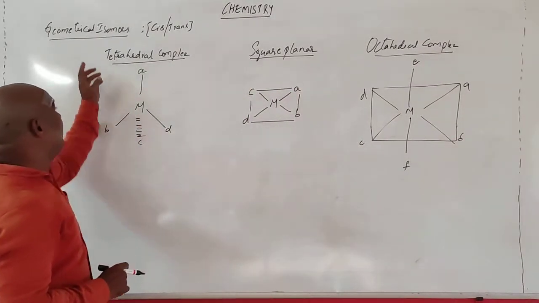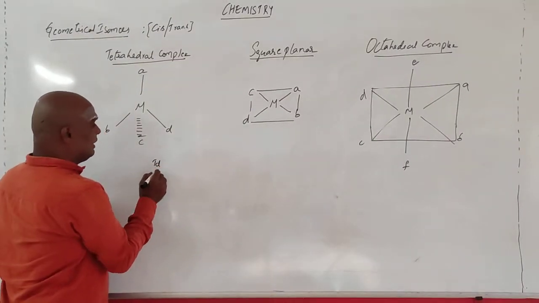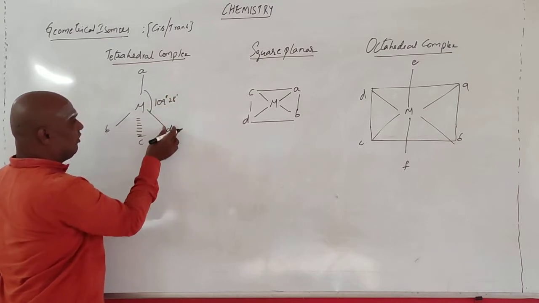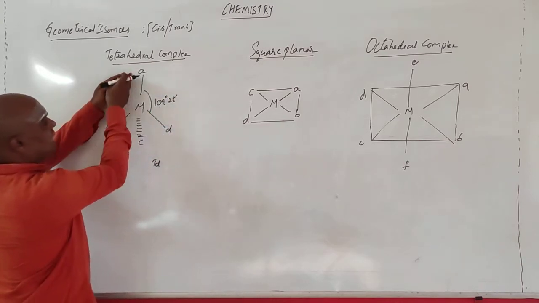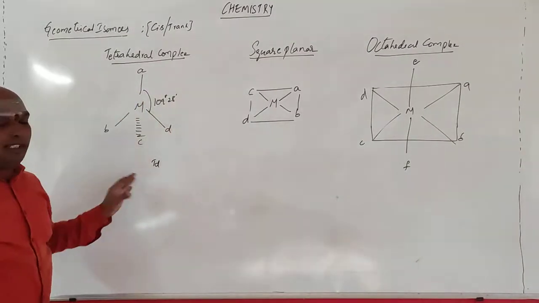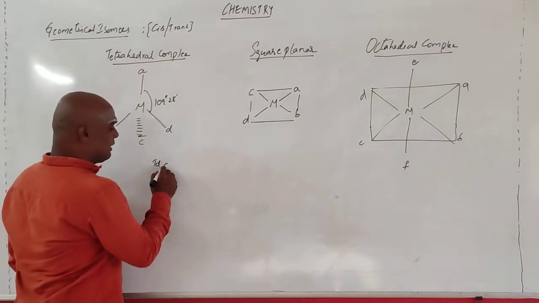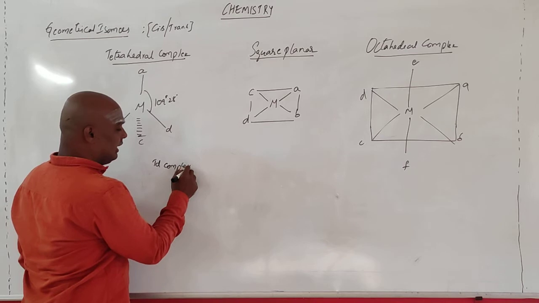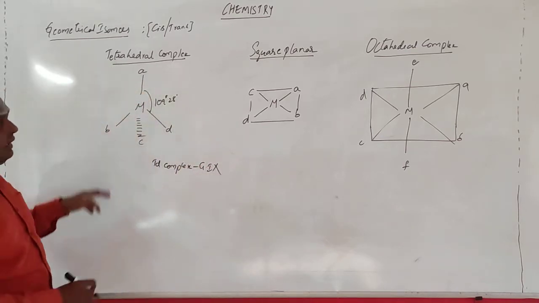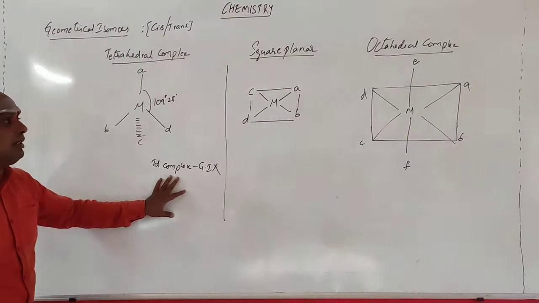Now, if you go for the geometrical isomers, in the tetrahedral complex the angle generally is 109 degrees 28 minutes. So if you flip this one, if you shift this D here and A here, or if you rotate anything, the molecule will be the same. It will not get any cis or trans positions. So in tetrahedral complexes, geometrical isomers will be absent.